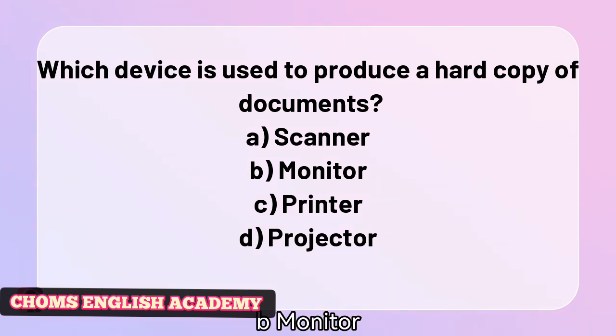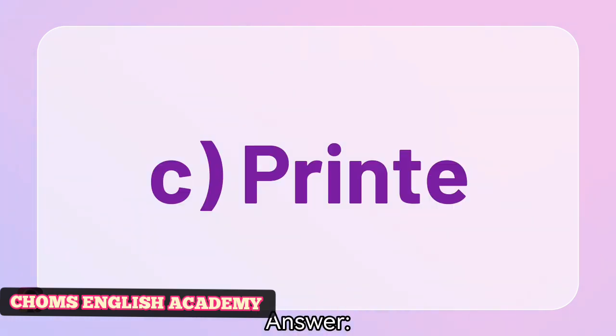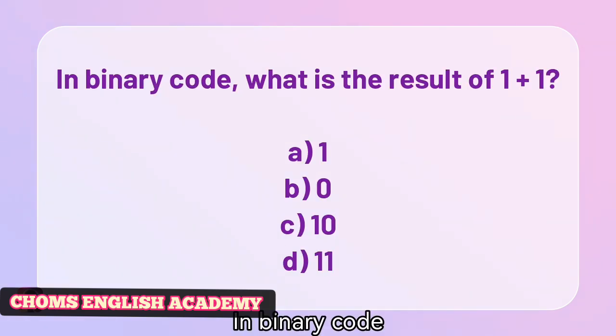A. Scanner. B. Monitor. C. Printer. D. Projector. Answer: C. Printer. In binary code, what is the result of 1+1?